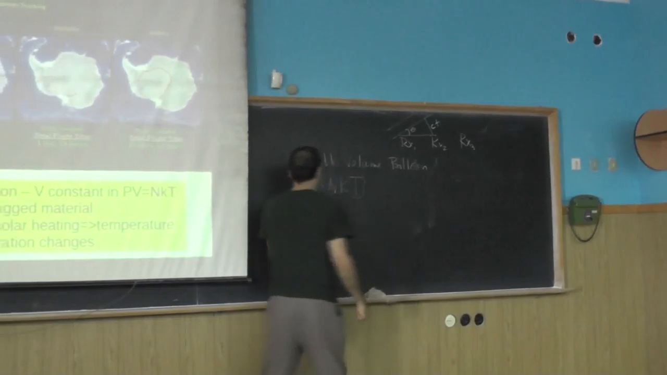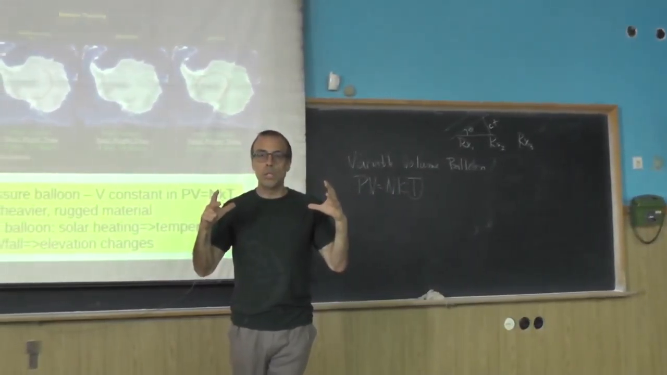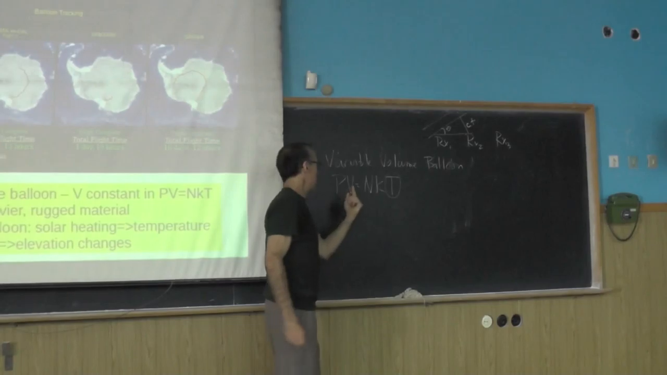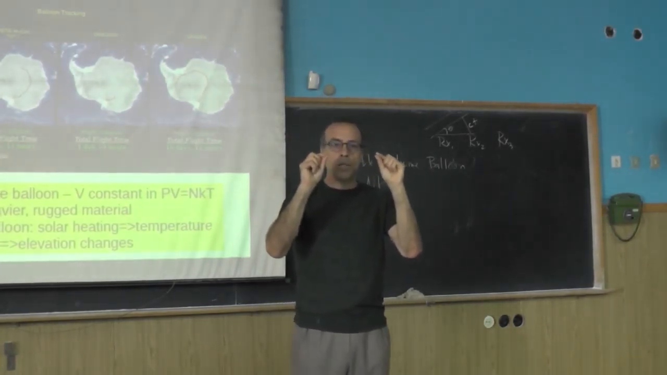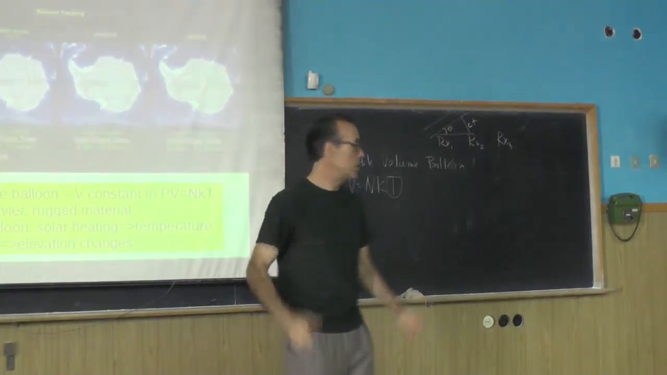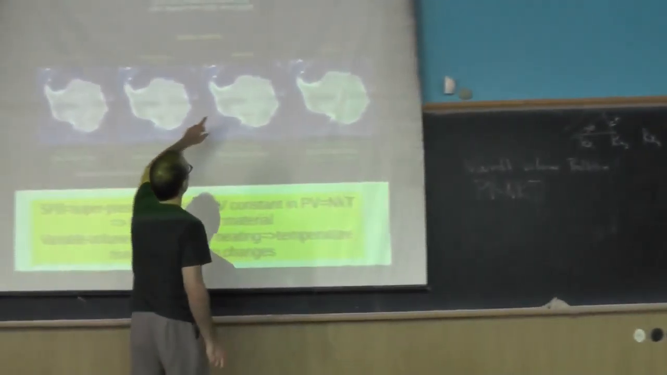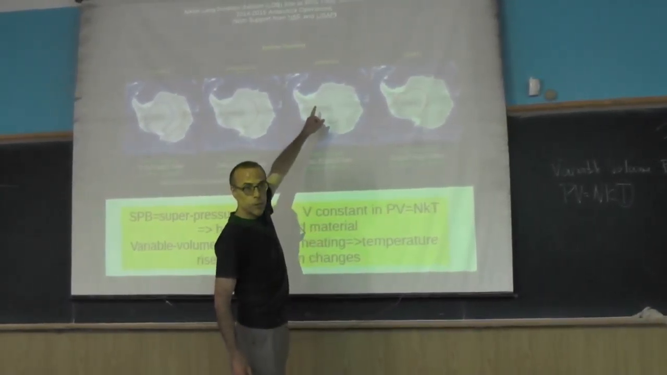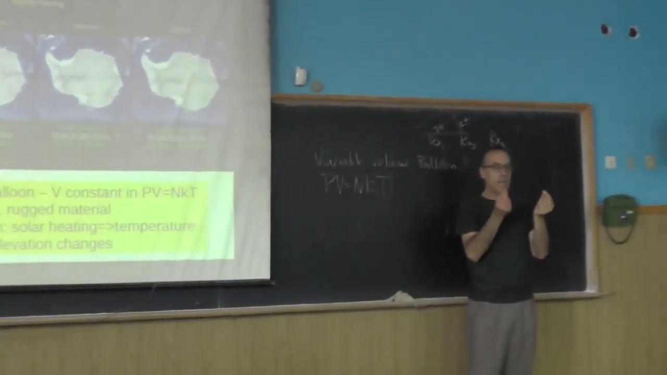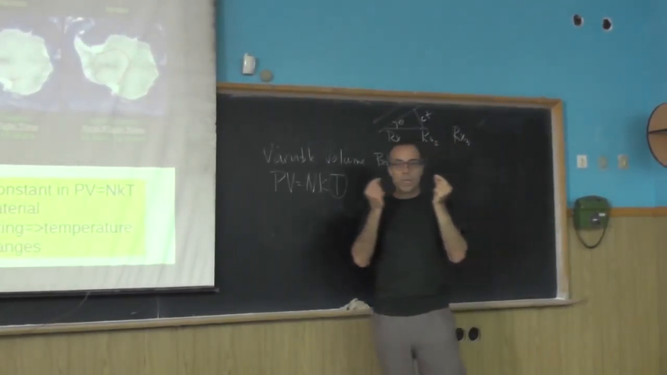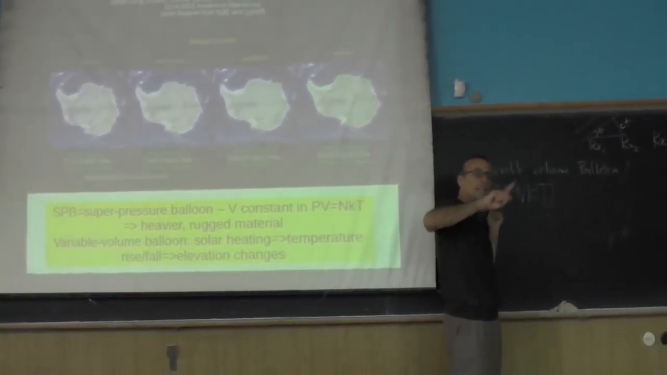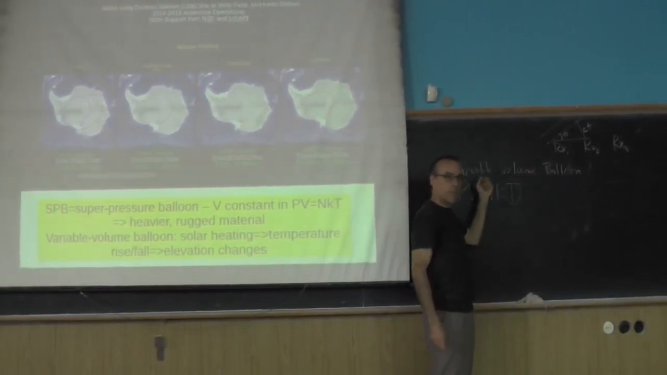Now, that's good, although typical mylar balloons have a limited lifetime. As an alternative, you can make your balloon out of something which will not stretch and maintain constant volume, and that's called a superpressure balloon. The SPB is just an acronym for superpressure balloon. To do that, the material has to be heavier than mylar. So this is something which has not been done before, and you overpressure the balloon. The typical pressures inside the balloon are higher than for a variable volume balloon.